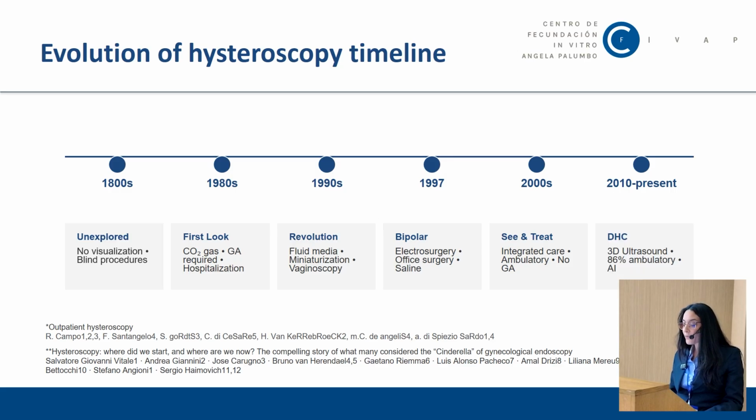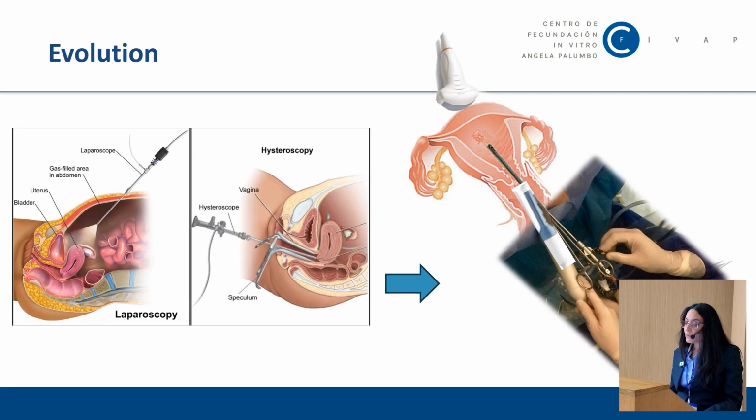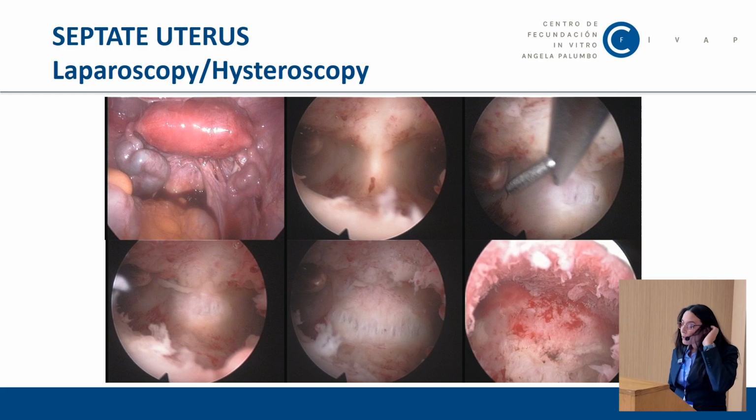Finally, in the last few years, the concept of digital hysteroscopy, with 3D ultrasound to monitor hysteroscopy, has been introduced. Now, thanks to 3D ultrasound, we moved from laparoscopic monitoring of procedures to ultrasound monitoring, making it a less invasive, safer procedure. In this picture, we can see the last hysteroscopy for septate uterus performed in our center under laparoscopic guidance about 20 years ago.